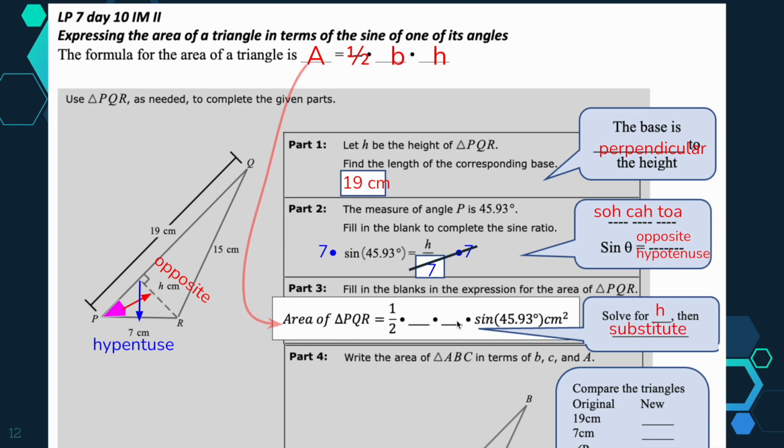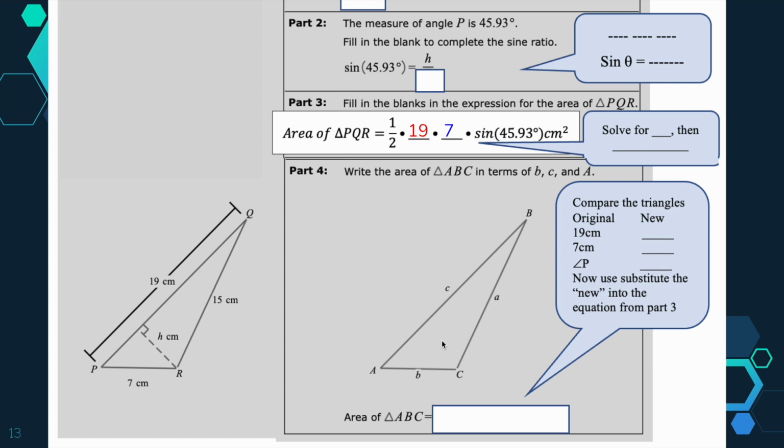So we're going to have our pieces. We're going to have base times height, and the height is 7 times the sine of the angle. Okay, so I think it's a bigger jump from part 2 to part 3 for sure. All right, so part 4 has us look at a triangle that looks just like this one, but with different labels. And it wants us to write an area of ABC in terms of BC and angle A.